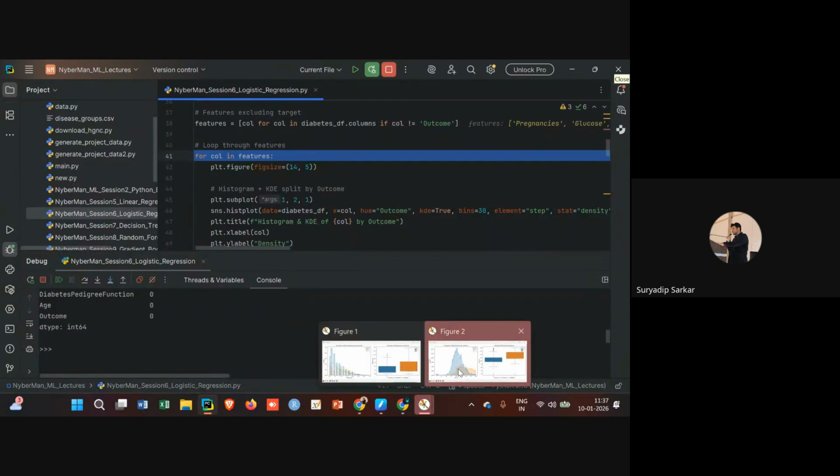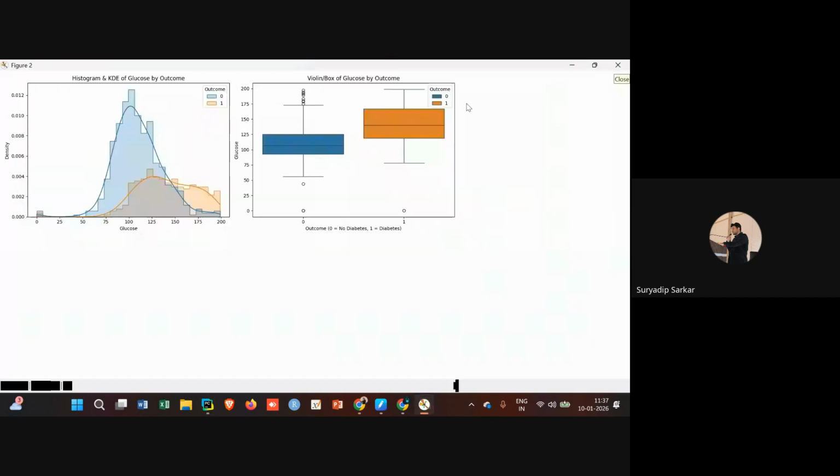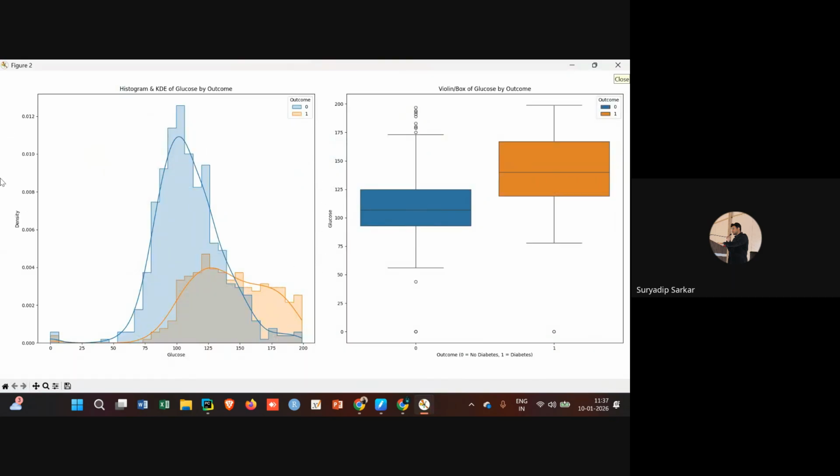Okay, so now we have figure 2, which is with respect to glucose. Here you can see that for glucose, there is quite a bit of portion which is not part of the overlap. For the normal population, glucose follows a normal distribution, which is something that you would expect. This looks mostly like a normal distribution.